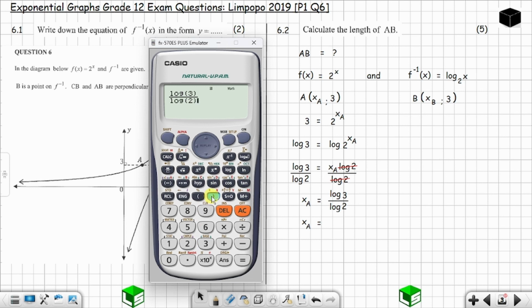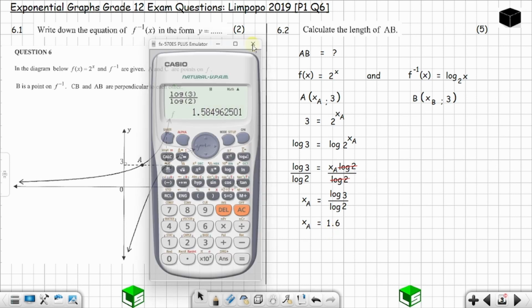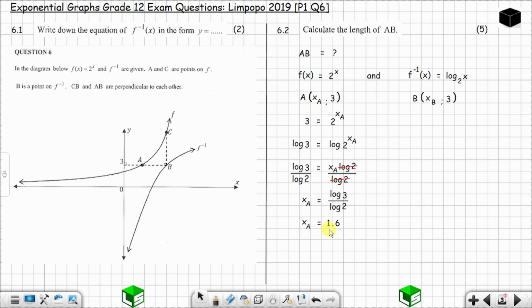I hope you can follow. And this is equal to 1.6. Let's keep it to one decimal place. 1.6 to one decimal place. So the x coordinate of the point A is equal to 1.6.